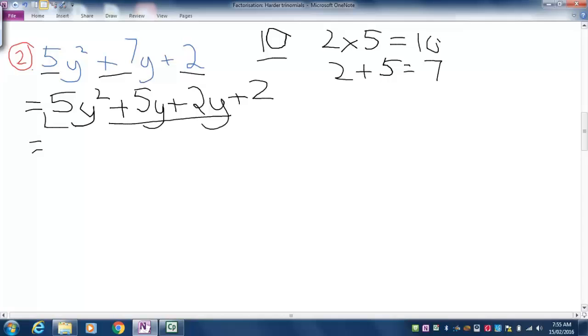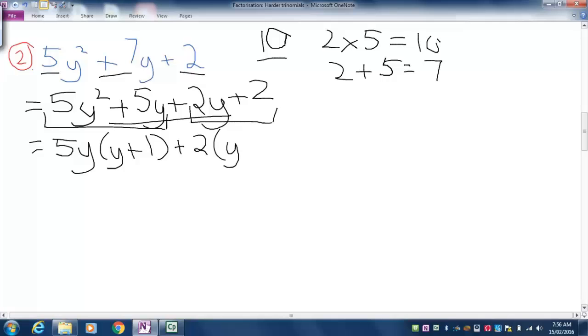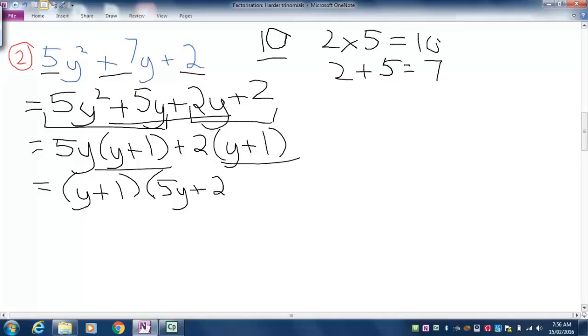The highest common factor of these first two terms is 5y. Then inside brackets I'll need a y plus 1. The highest common factor of 2y plus 2 is 2. So I need a positive 2 outside of brackets, and then inside the brackets y plus 1. I've got repeated factors here, so I'll write those in my first set of brackets, and then in the second set of brackets I leave what's left over, which is the 5y plus 2. And that's that expression fully factorised.